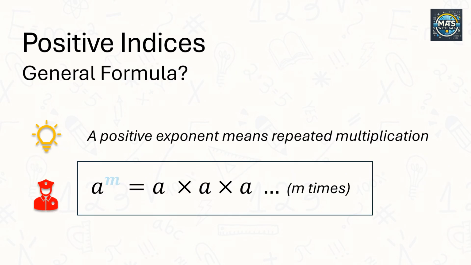The general formula for indices is a raised to the power of m equals a multiplied by itself m times. For example, 3 raised to the power of 4 is 3 multiplied by itself 4 times. This formula works for any positive integer exponent. So remember that a positive exponent means repeated multiplication.